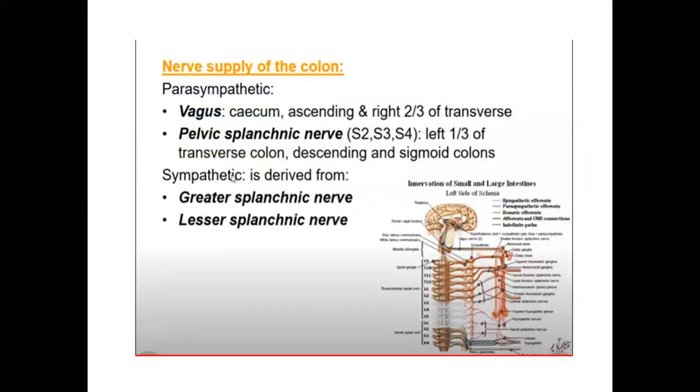Now, coming to the nerve supply of the colon, we have the sympathetic nerve supply and the parasympathetic nerve supply. The sympathetic is from the greater splanchnic nerves and the lesser splanchnic nerves. The parasympathetic supply is from the vagus nerve, which provides parasympathetic supply to the cecum, the ascending colon, and the right two-thirds of the transverse colon. For the remaining part of the colon, the parasympathetic supply will be from the pelvic splanchnic nerves. That is the remaining one-third of the transverse colon, the descending colon, and the sigmoid colon. It will be supplied by the pelvic splanchnic nerves.